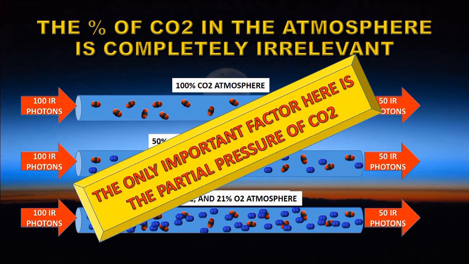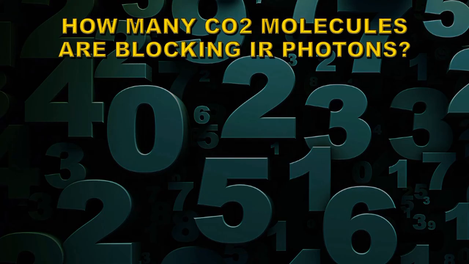So we conclude that the only important factor here is the partial pressure of carbon dioxide, i.e. the number of carbon dioxide molecules between the surface of the Earth and space. That will determine how many IR photons are scattered and absorbed, and how many escape, and where they do as a function of altitude. Well, let's do a little calculation to see how many carbon dioxide molecules are blocking IR photons from escaping from the surface of the Earth into space.